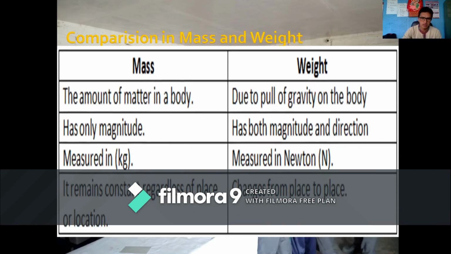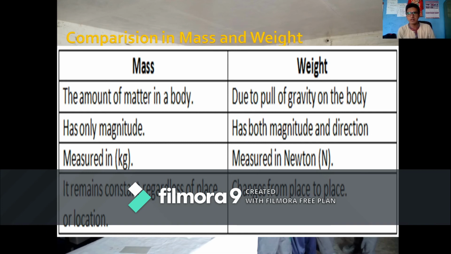Comparison of mass and weight. What is the difference between mass and weight? The amount of matter contained in a body is called mass. And weight is the force of gravity on a body is called weight.